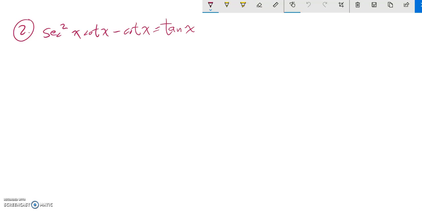This is Math 142, practice test number two. And we are supposed to verify this identity. We're supposed to show by some sort of manipulation that this left side is equal to the right side. So let's pick away at this left side, see what we can do.